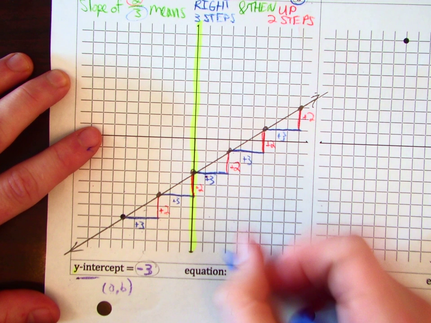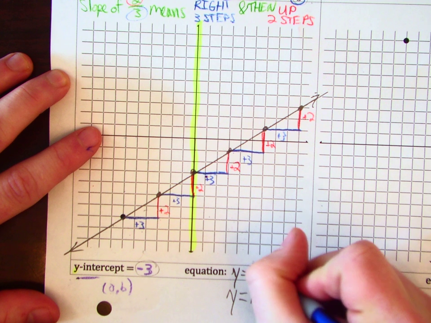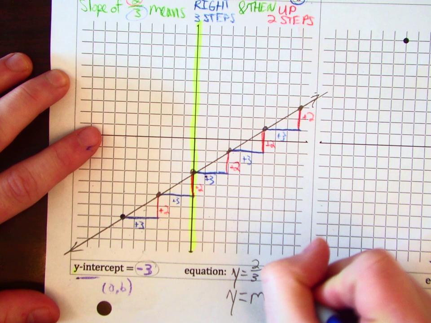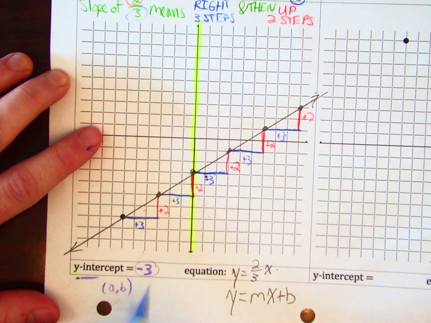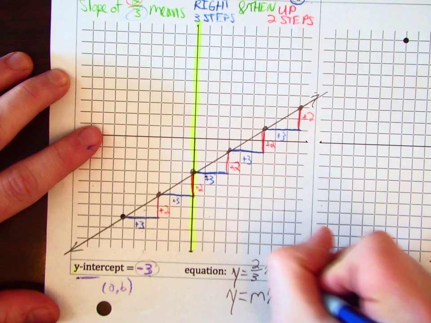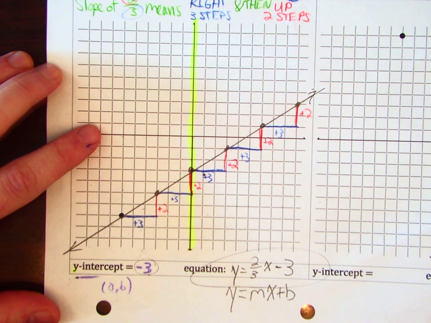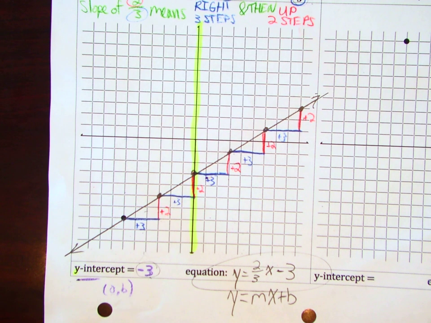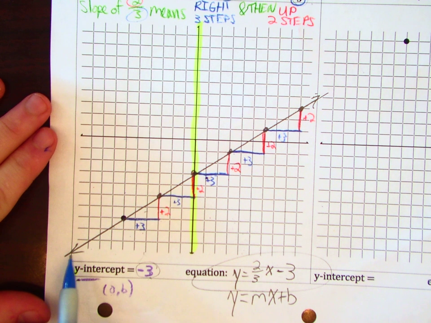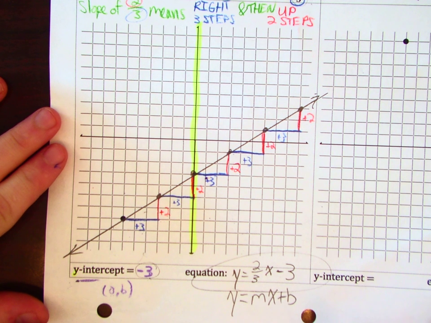M is going to be 2/3, so we're going to have y equals 2/3 times x. And then we can have our y-intercept, which is -3. That is our equation, and we are good. Make sure that you are asking questions. Make sure you're getting this example. Again, you can continue down the staircase if you like, or continue up the staircase.